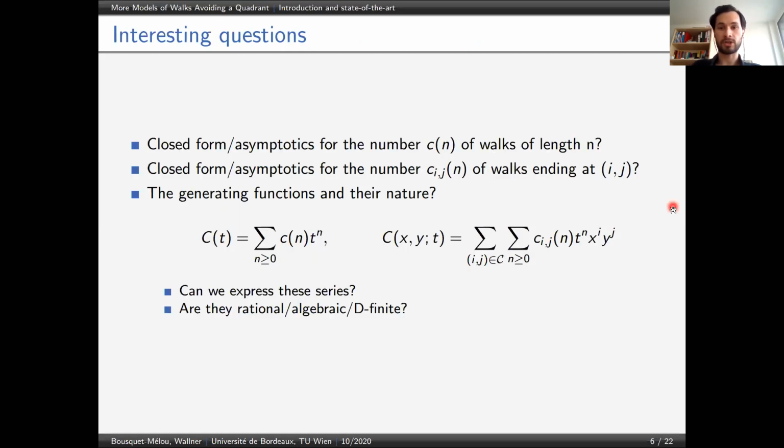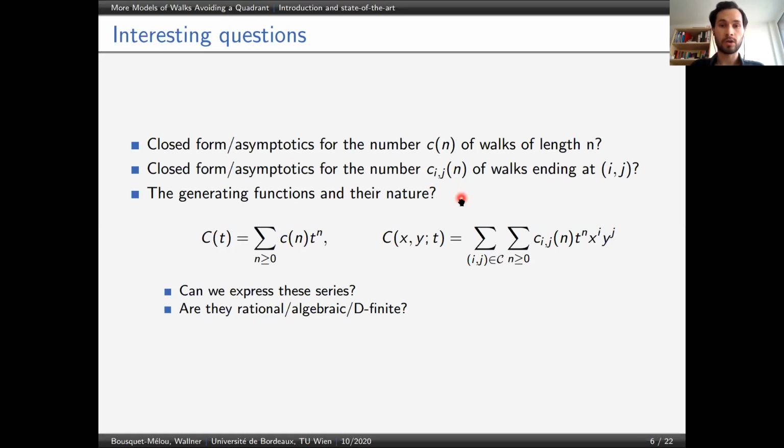So what are interesting questions? Let me be more precise. What we're interested in is, as I said, for example, the total number of walks, which I denote by C_n. This is the number of walks of length n. Then we're interested in closed forms or asymptotics. Moreover, the same question might be asked for the walks ending at a certain point, x coordinate i and y coordinate j. They are denoted by C_{i,j}(n).